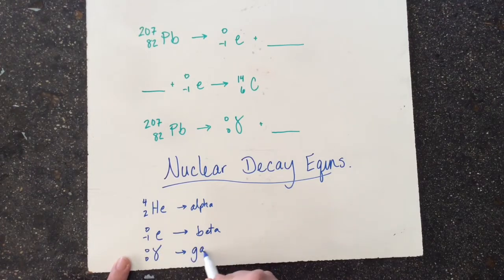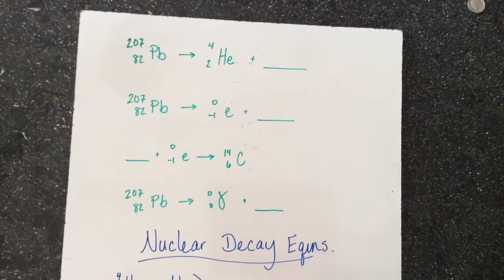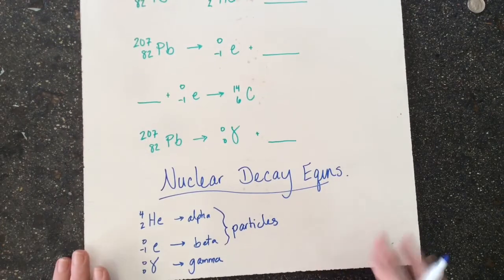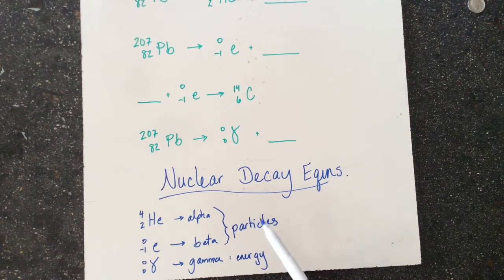This is gamma. Now, each of these types of radiation, well, actually alpha and beta are particles. Gamma is not a particle, it's just energy. If you remember the electromagnetic spectrum, we see that this is just energy. So these are particles, and this here is just energy. These are all types of radiation that can be given off, going from the least harmful to semi-harmful to the most harmful type of radiation.